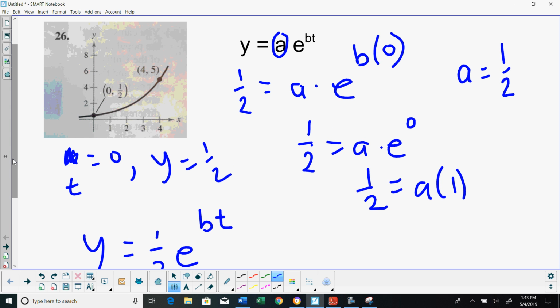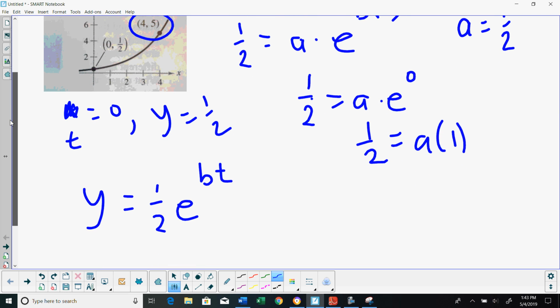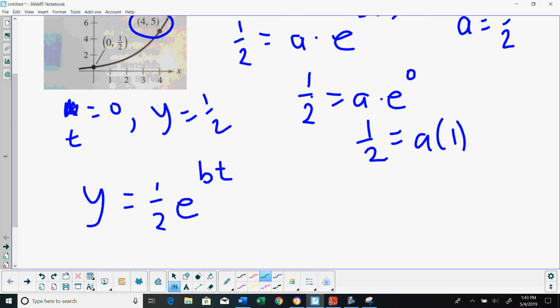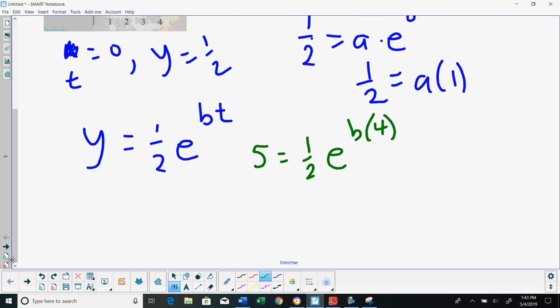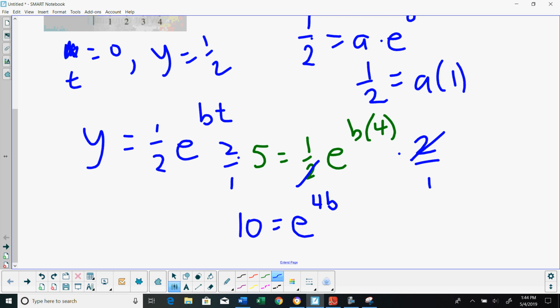And we're going to need to use this other piece of information here to help us with that. I know that when t is equal to 4, y is equal to 5. So I'm going to plug those in to our equation, and I'm going to write 5 equals 1/2 e to the b times 4, and I need to solve this equation for b. So I can divide both sides by 1/2. Actually, I would prefer to multiply both sides by 2/1. When I do that, that 2 and that 2 divide out, and 2 times 5 on the left gives me 10. So I get 10 equals e to the 4b. I just rearranged the b times 4 as 4 times b.